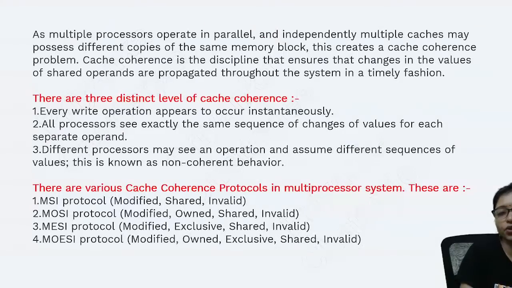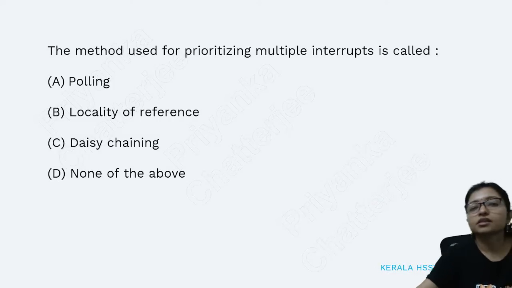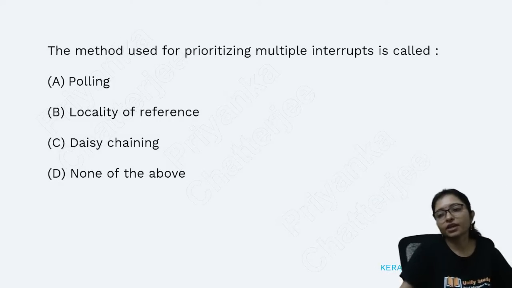So the MSI protocol, that is modified, shared and invalid. MOSI, that is modified, owned, shared, invalid. MESI, modified, exclusive, shared, invalid. MOESI, modified, owned, exclusive, shared, invalid. Now tell me, these concepts are all very, very important.